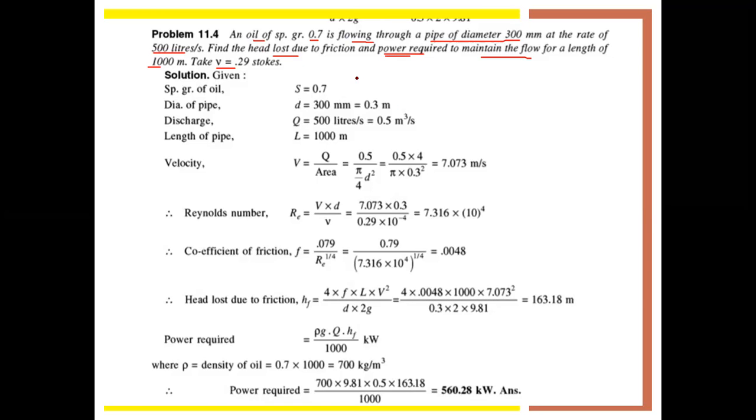What is the specific gravity of oil? s is equal to 0.7. What is the diameter of the pipe? 300 mm. Then what is the Q? 500 liters per second, that is 0.5 meter cube per second. Then what is the length of the pipe? 1000 m. Based upon this input, first we find the velocity of the flow. Velocity of the flow is Q by area. Solving this, we got the value 7.073.